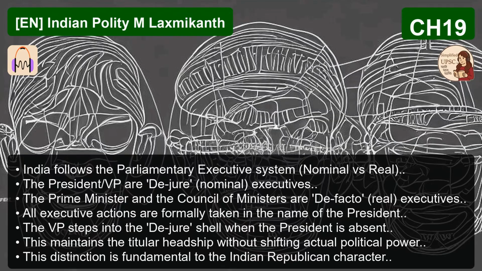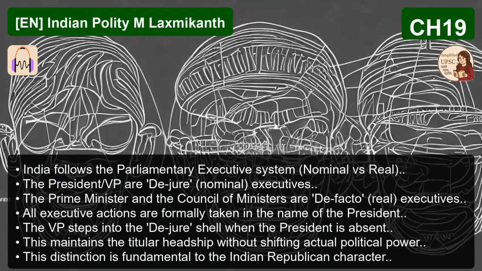And finally, let's look at the check on both the executive and the legislature. The judiciary's role in protecting rights against potential overreach. The source mentions the role of the Supreme Court as the sentinel on the qui-vive. I love that phrase, sentinel on the qui-vive. It's so evocative. What does it mean for the VP and the parliament he presides over? Sentinel on the qui-vive means the guard on the alert. This phrase is applied to the Supreme Court as the ultimate defender and guarantor of fundamental rights under Article 32.